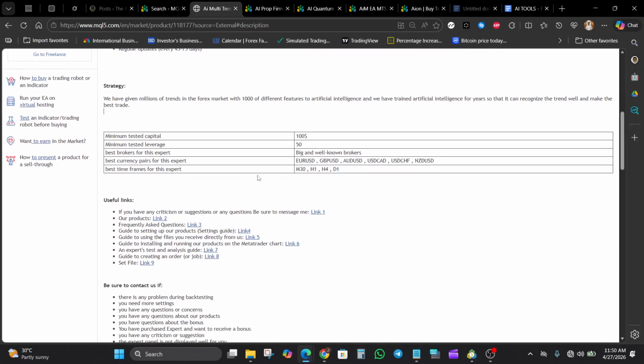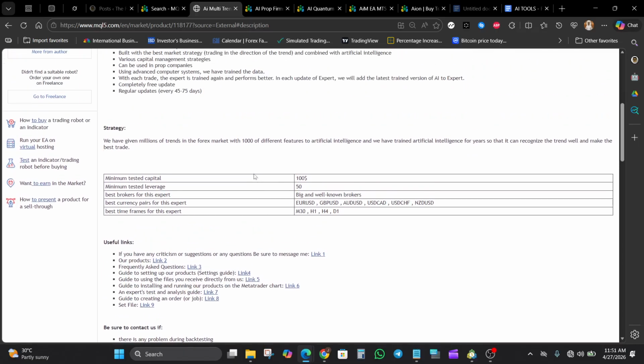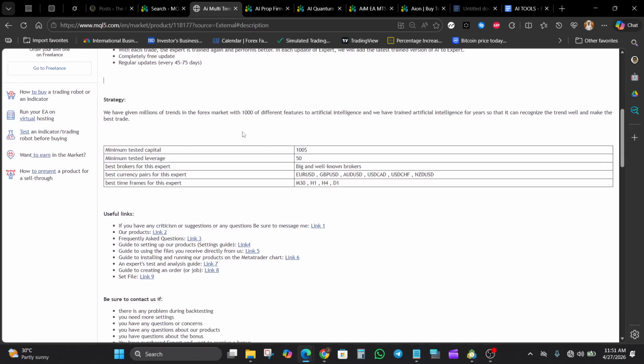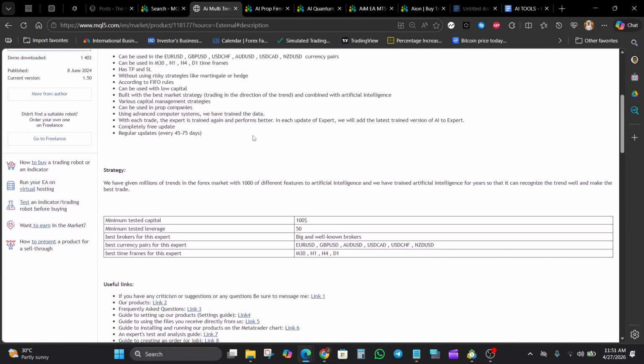I also noticed it mentions continuous learning, where the EA is supposedly updated with improved AI models over time. Now, in practical terms, that usually means strategy refinement through updates rather than through live learning on your account. So, overall, this EA is positioned as trend driven, risk controlled, multi pair capable, and non martingale and non hedging based.